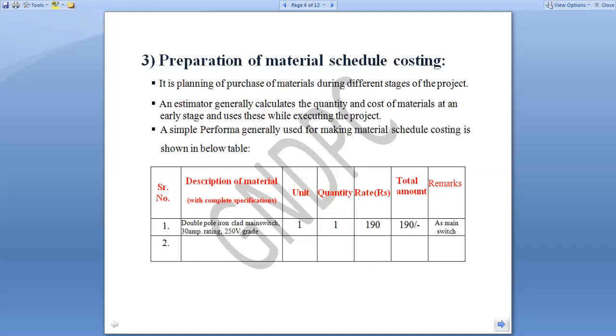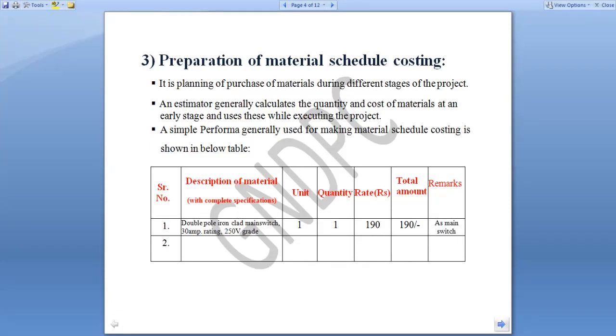Now, third is the preparation of material schedule costing. For the proposed electrification project for a building, there has to be determination of required material and the cost as well. So, we can say the project is completed in two steps. The first will be quantity of the material and the cost determination. And the second would be determining of the labor charges.